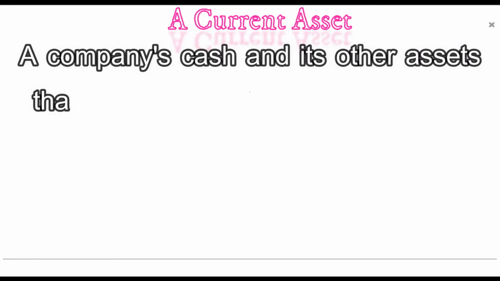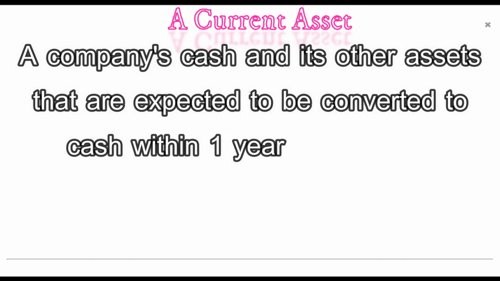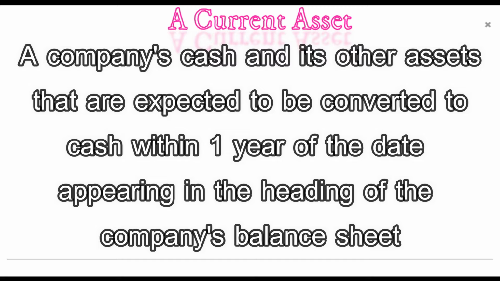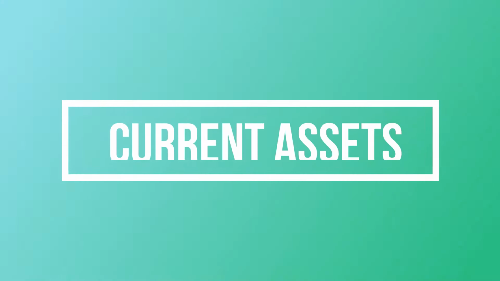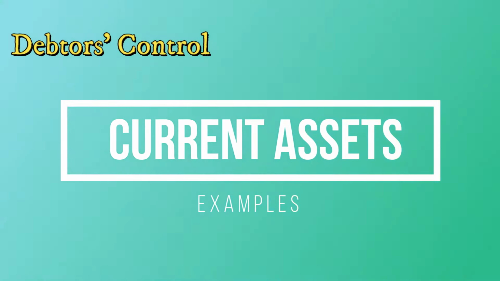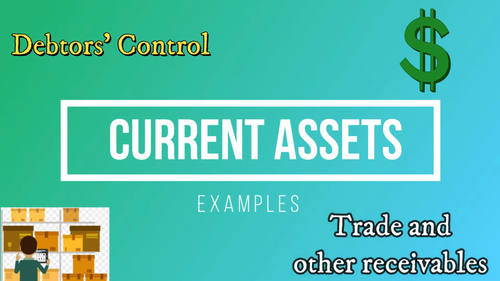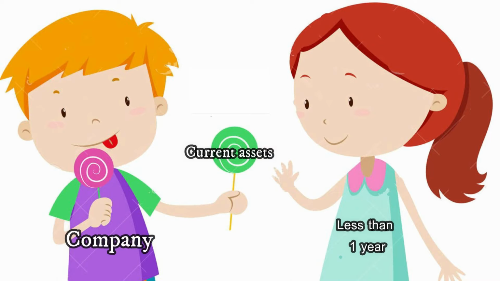A current asset is a company's cash and its other assets that are expected to be converted to cash within 1 year of the date appearing in the heading of the company's balance sheet. Current assets, for example, are your debtors control, your inventory, your trade and other receivables, and your cash and cash equivalents. You will not keep current assets for longer than a year.